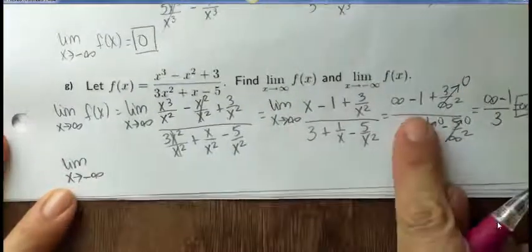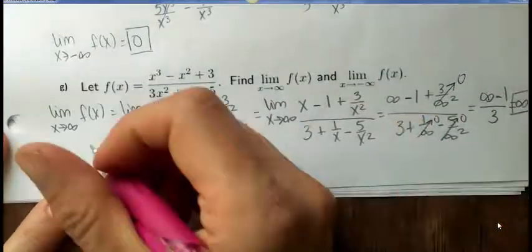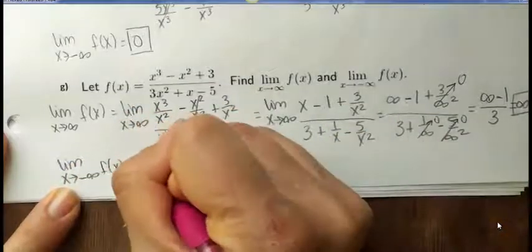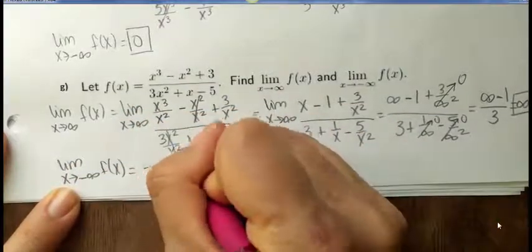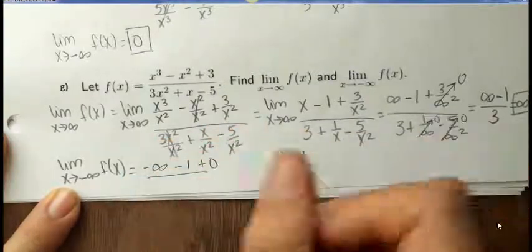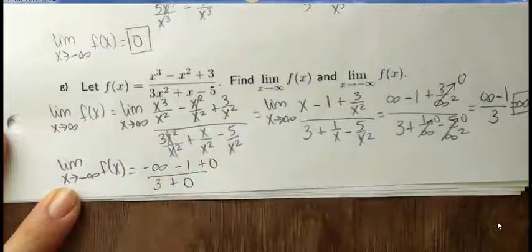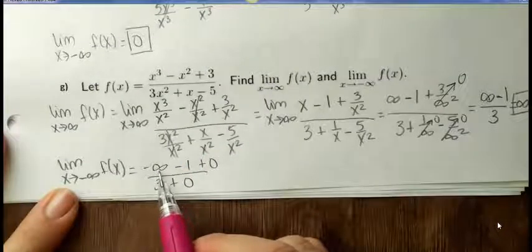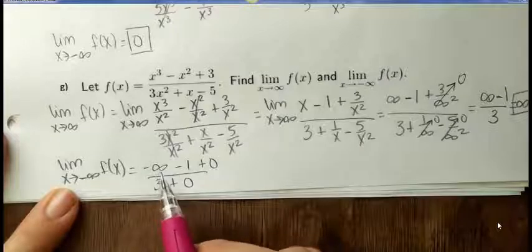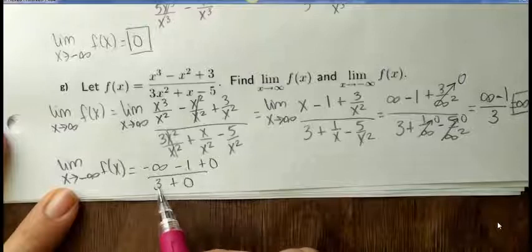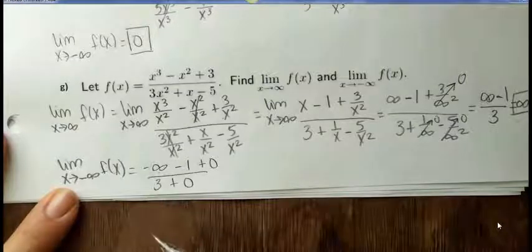But I'm just going to jump in right here. Okay, so f of x equals, and I'll go negative infinity minus 1 plus 0, over 3 plus 0. So really, you've got a really small number, or huge in the negative direction. You're subtracting 1 from it and dividing by 3.